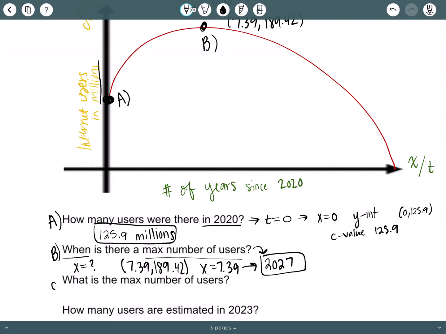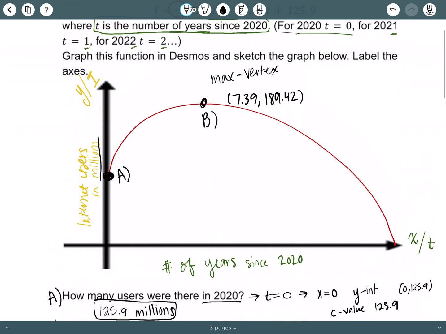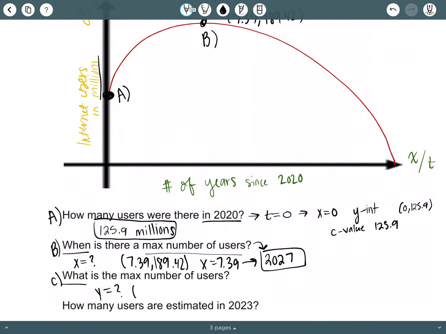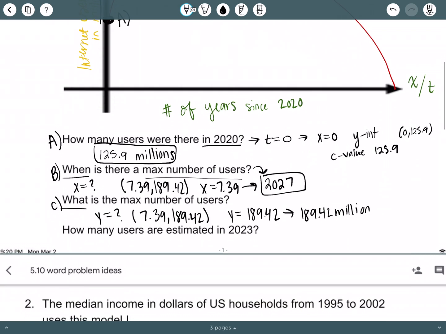All right, part C says, what is the max number of users, which is my y question, in which case I'm looking at the same point because it's still the max number of users, it's still that maximum point, it's still that vertex, it's still the highest point. So there it matters that y equals 189.42, which is the number of millions of users. So 189.42 million users.